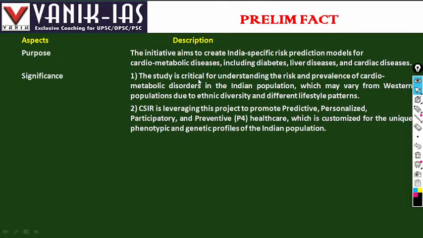The study is critical for understanding the risk and prevalence of cardiometabolic disorders in the Indian population, which may vary from the Western population due to ethnic diversity and different lifestyle patterns. CSIR is leveraging this project to promote predictive, personalized, participatory, and preventive healthcare, which is customized for the unique phenotype and genetic profiles of the Indian population.